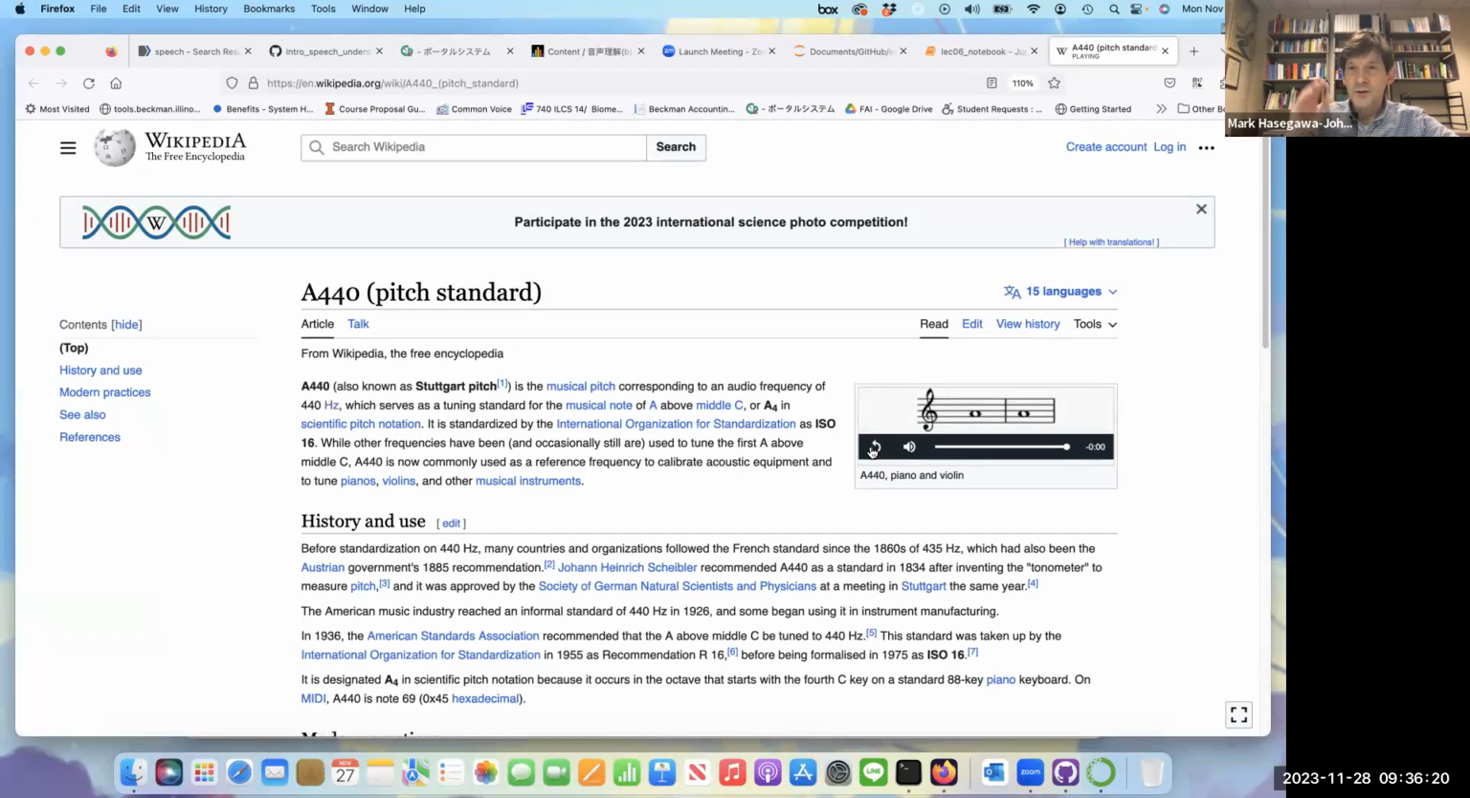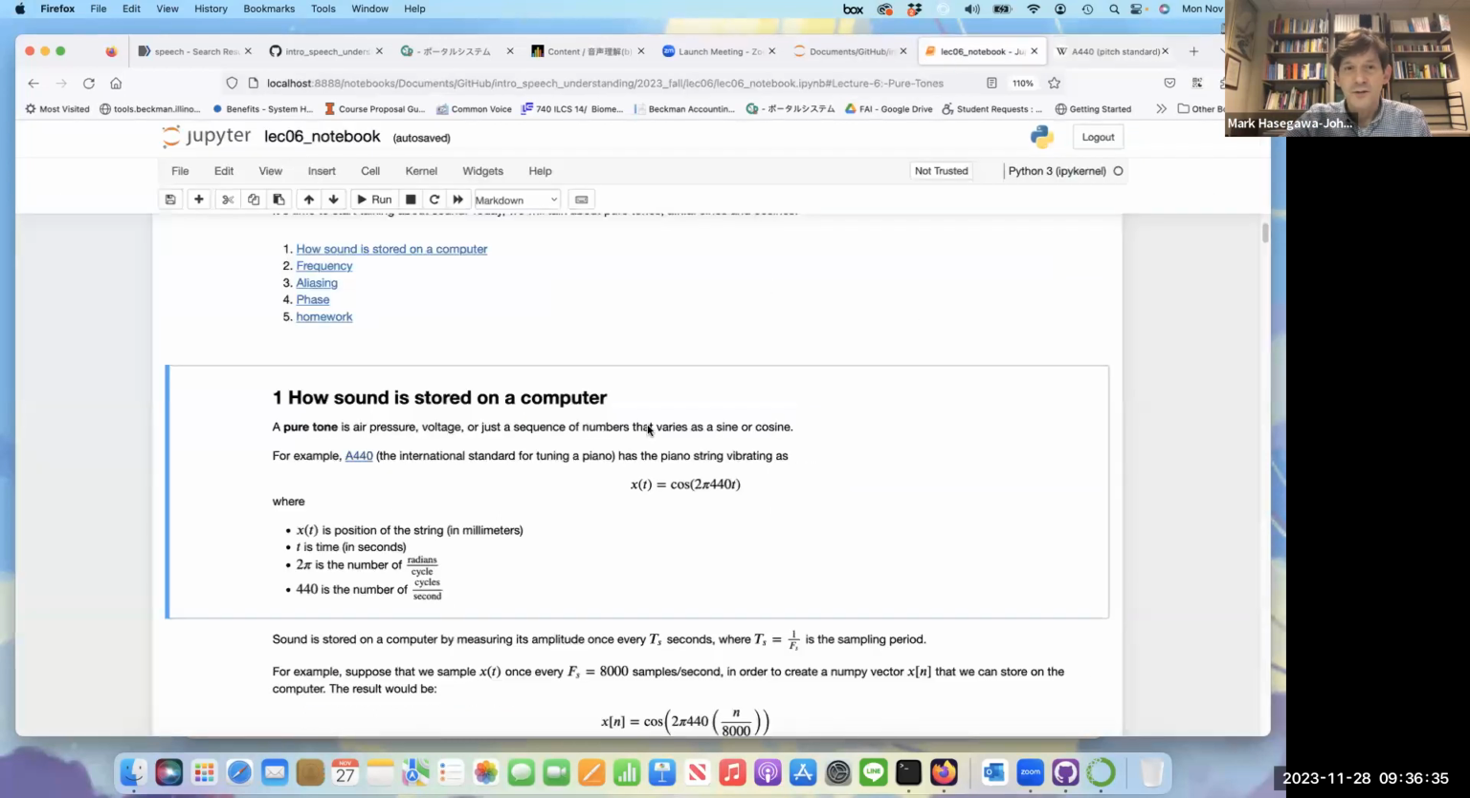So this is the tone, the A note at the center of the piano. It's sometimes called A4 in standard pitch notation. And so when you tune a piano, you tune it so that that central A is at exactly 440 hertz. And so it has exactly this form, the cosine of 2 pi times 440 times t, where t is measured in seconds.